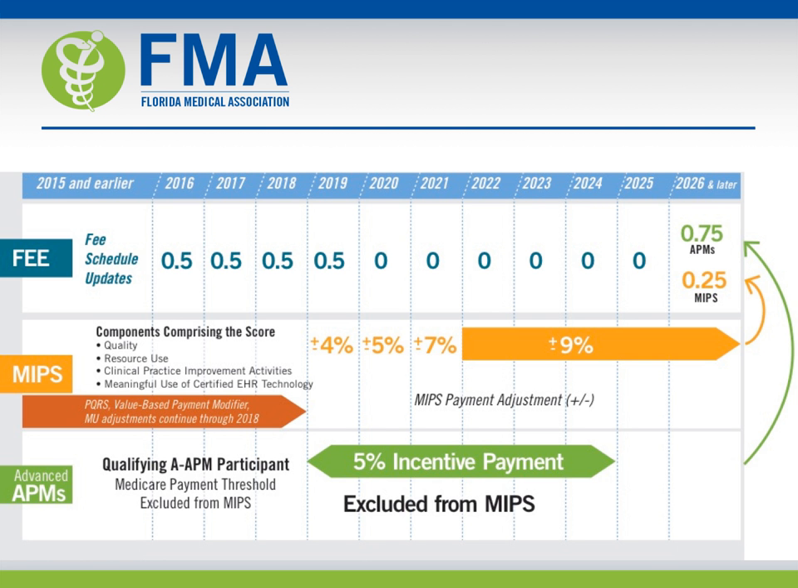Furthermore, as I mentioned, in 2026 and beyond, so 2026 and every year thereafter, physicians that are participating in an advanced alternative payment model can qualify for a 0.75% payment increase for the Medicare physician fee schedule conversion factor, relative to a payment update of only 0.25% for physicians that are still in MIPS.